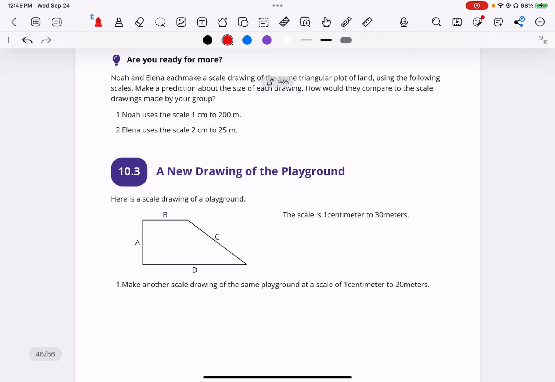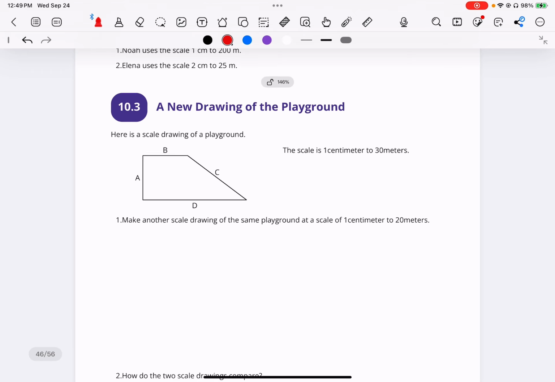And now here we have a scale drawing of a playground. The scale is 1 centimeter to 30 meters. We're going to make another scale drawing of the same playground, but this time with a different scale. 1 centimeter equals 20 meters. So I'm going to first start by measuring my scale drawing to determine the actual length. Side A is 2.5 centimeters. Side B is also 2.5 centimeters. Side C is 4 centimeters. And side D is 6 centimeters.